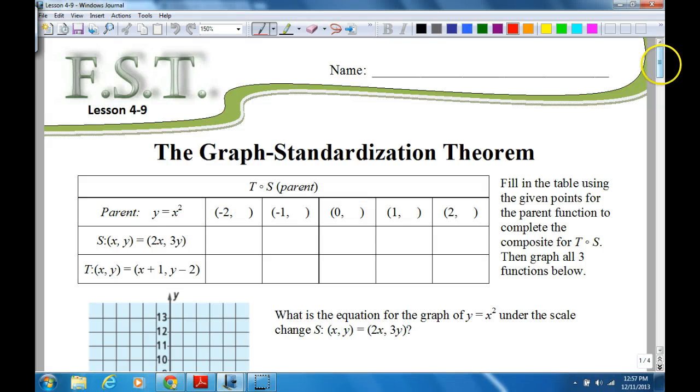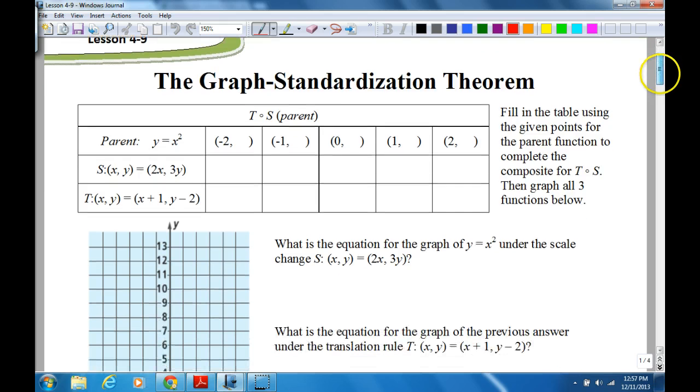We're going to put everything together, scale and translation together, okay? So I'm going to review what we did in Chapter 3 so that you can easily transfer that information into sine and cosine. On this parent function, we have y equals x squared.